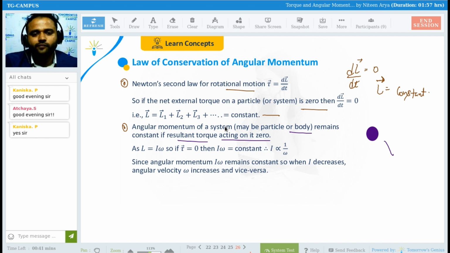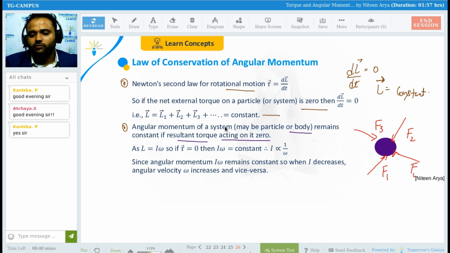You can first learn this in analogy with force. If it is a ball, the net force on this particular ball is going to be zero. It means we apply a force in this direction, in this direction, in this direction also, or in this direction also. So this F1 is going to be balanced by F2, and this F3 is balanced by F4. Clear? So it is not displaced from its initial position.